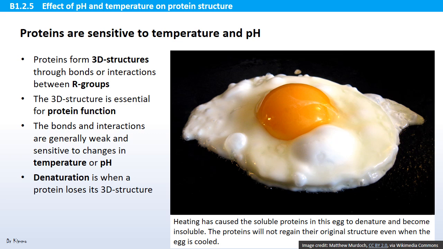Denaturation is when a protein loses its 3D structure, and that's what happens if you, for example, fry an egg. Then the water-soluble proteins in the egg are heated and denatured. They lose their 3D structure and they become insoluble in water. Denaturation is usually irreversible.